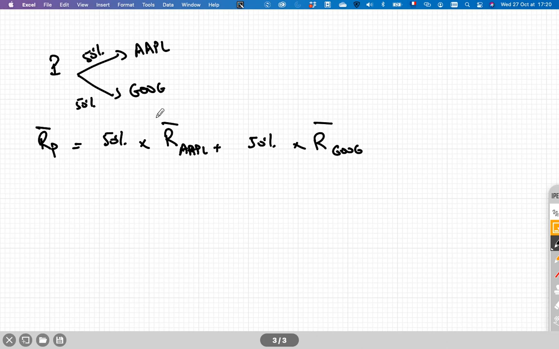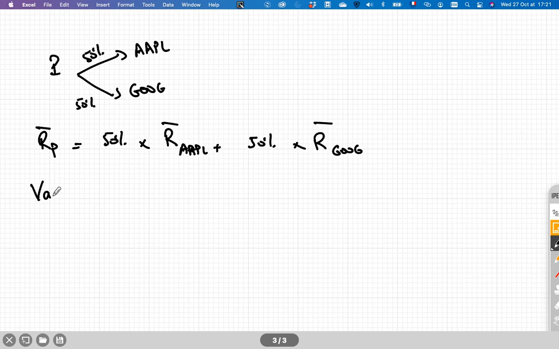We already know the return average of Apple and Google. We know the weights, so we can easily find the portfolio return. Now for the variance, things become a little bit more complicated.